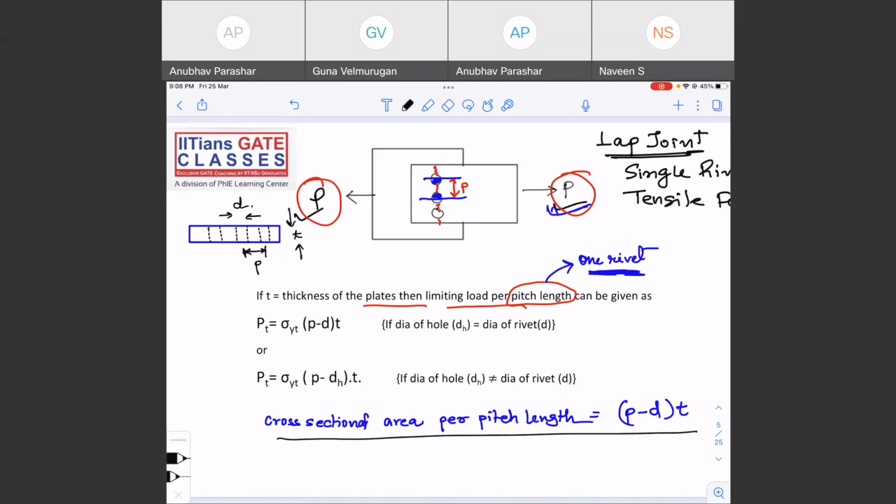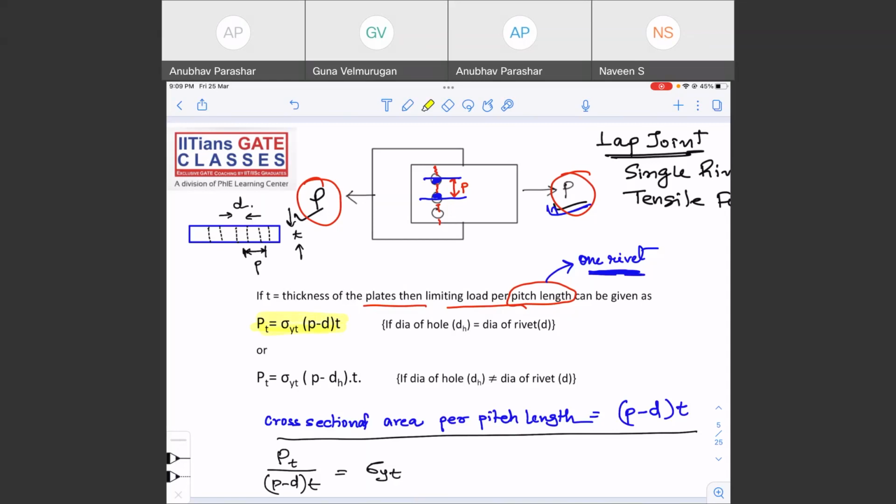Yes, right? So force divided by area. The force is the tensile force, divided by cross-sectional area, P minus D into T, is equal to the stress generated. The maximum stress that can be generated is equal to sigma yt, right? So from this, I can say the maximum tensile strength is equal to sigma yt, you just cross multiply, sigma yt into pitch minus diameter into T.